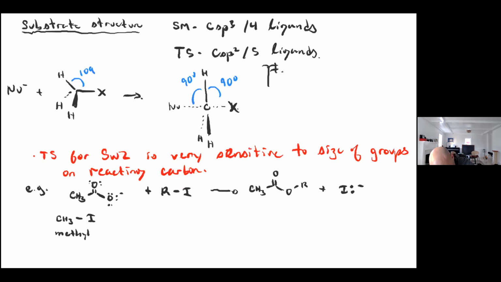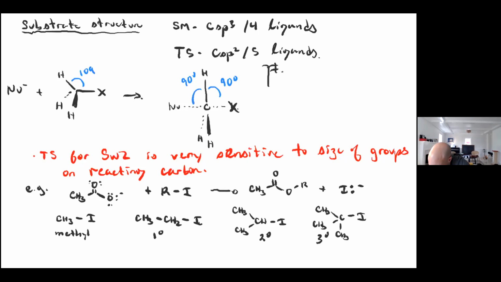And that's followed by CH3CH2I. So this is what we call a primary substrate. The carbon that bears the leaving group is attached to one other carbon. We then have isopropyl. This is secondary, so the carbon bearing the leaving group is attached to two different carbons. And then finally tert-butyl. And this is tertiary, okay?